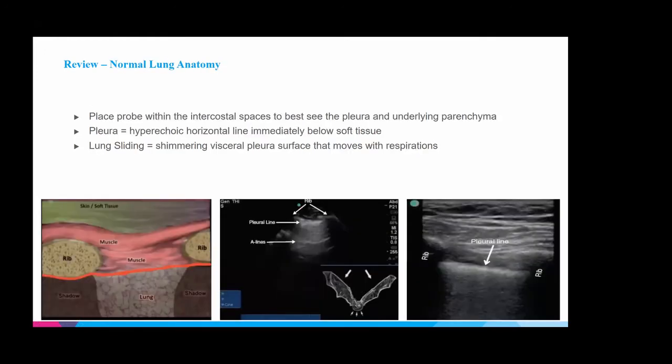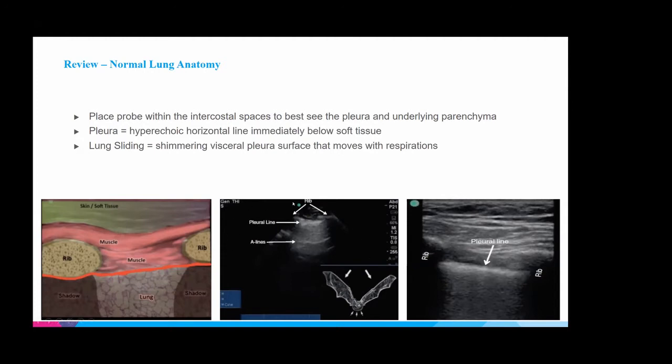So of course, when looking at normal lung anatomy, right, in order to get your ideal view, you need to place the probe within the intercostal spaces. And this is going to help you visualize the pleura and then the underlying parenchyma. And on lung ultrasound, right, the pleura is going to be this bright white hyperechoic horizontal line, and it's going to be immediately below the soft tissue. Depending on where you are, the patient might have more soft tissue than not. So it may be 1 centimeter, maybe 2, 3, 4, 5 centimeters, depending on the view. But this white horizontal line denotes the pleura, and it's really the 2 layers of the pleura that are sliding up against each other in normal aerated lung.